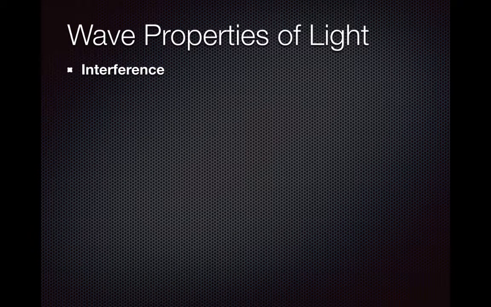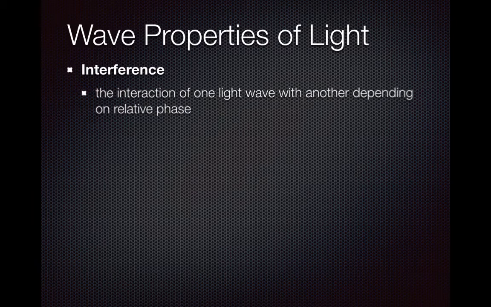Now, one of the more interesting things about light is that it does have what we call a wave-particle duality. So there's some ways where it behaves as a particle, and some ways where it behaves as a wave. Now, the first thing that people notice is that light behaves as a wave, so we'll take a look at that as well. One of the things that people noticed so many years ago is that light can undergo interference. And what this really is the interaction of one light wave with another light wave depending on the relative phase.